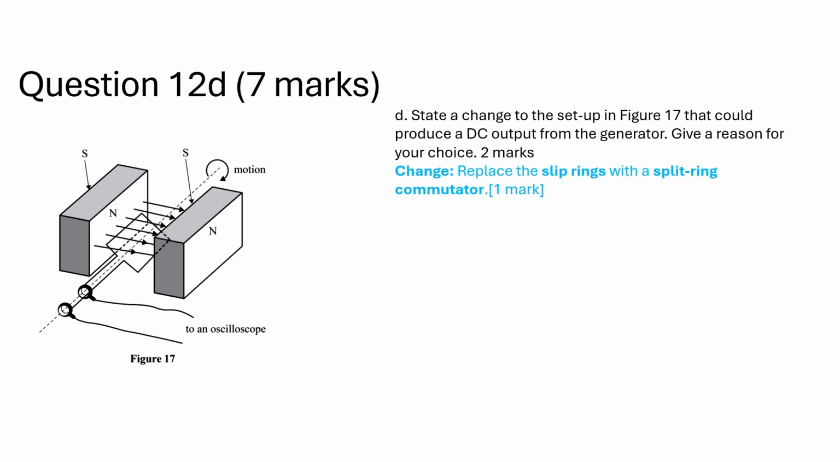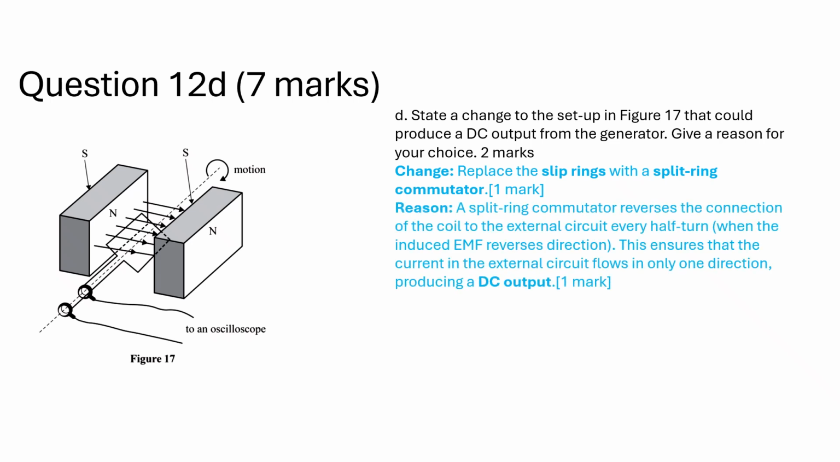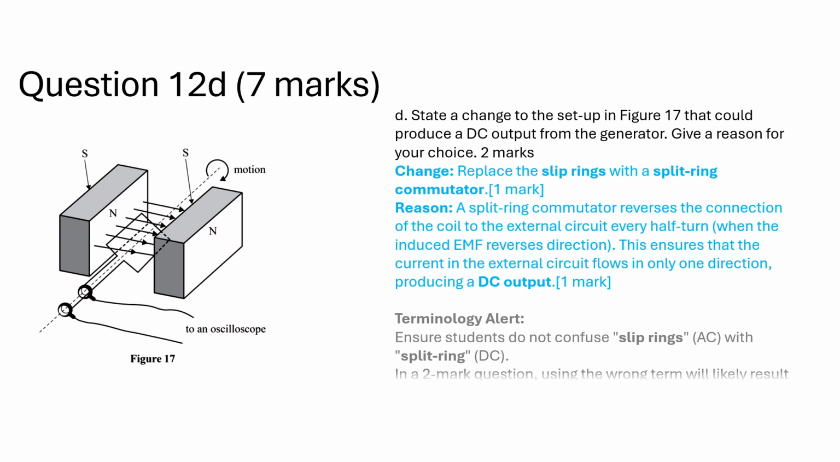Change. Replace the slip rings with a split ring commutator. Reason. A split ring commutator reverses the connection of the coil to the external circuit every half turn, when the induced EMF reverses direction. This ensures that the current in the external circuit flows in only one direction, producing a DC output. Terminology alert. Ensure students do not confuse slip rings, AC, with split ring, DC. In a 2-mark question, using the wrong term will likely result in 0 marks, as the reason will no longer match the change.